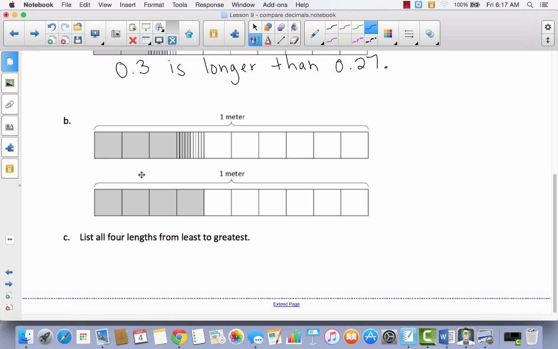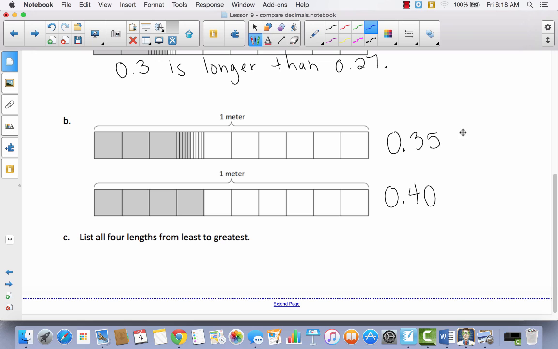Okay, so let's take a look at this one. I've got 1, 2, 3 tenths, and then I've got 1, 2, 3, 4, 5 hundredths. So I've got 3/10 and 5 hundredths, or 35 hundredths. And here I've got 1, 2, 3, 4 tenths. Okay, so again, we're faced with this 4 compared to 35. But remember, if it makes you feel more comfortable, you can always add the 0. It doesn't change the value. So now it's like 40 hundredths compared to 35 hundredths.